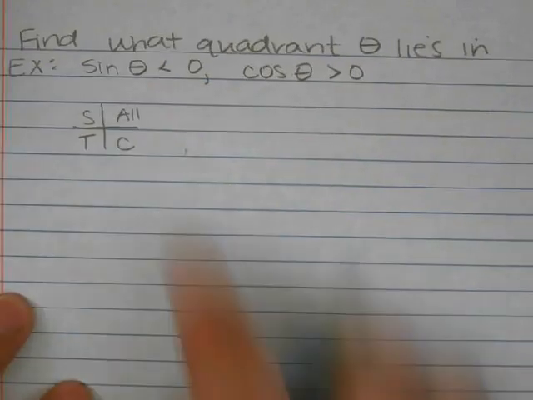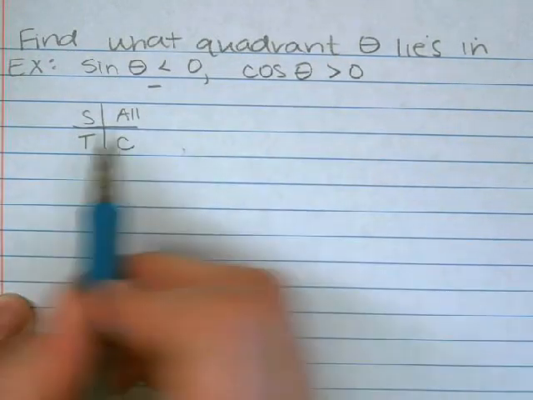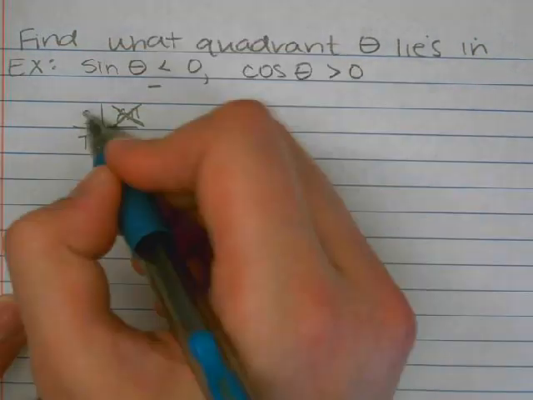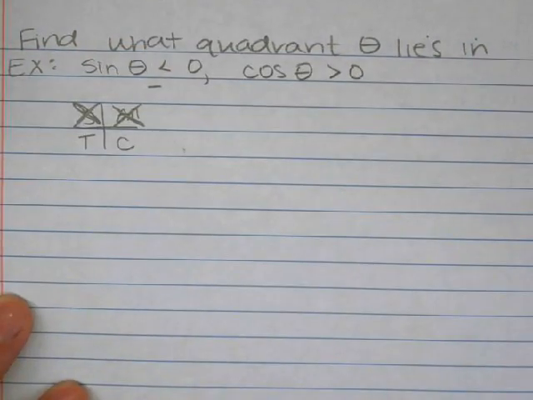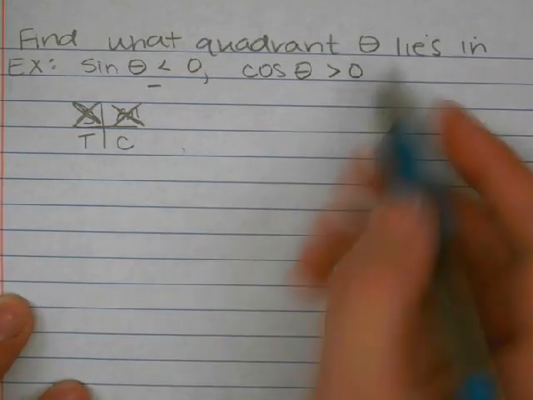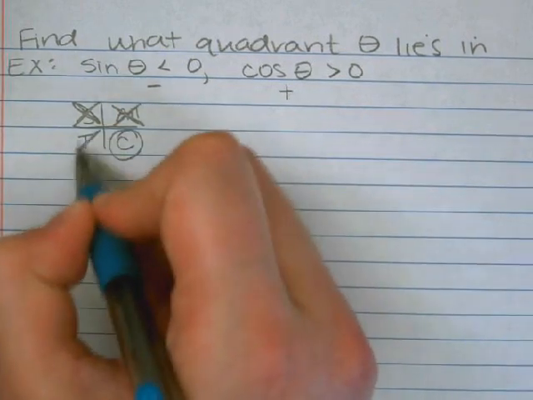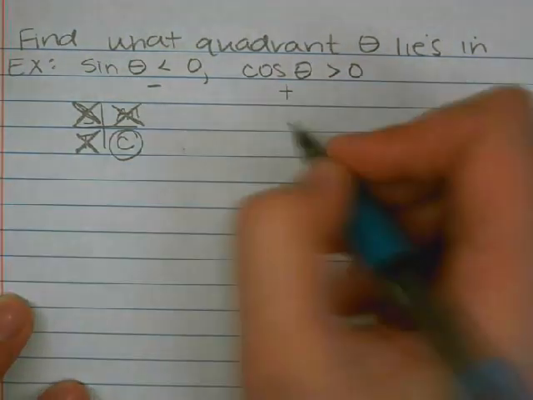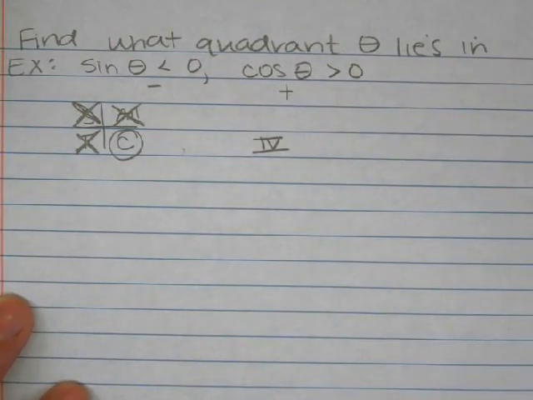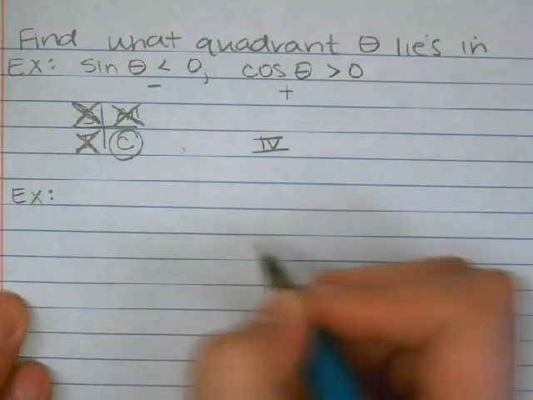All right, so if sine is less than 0, that means this is negative. Sine is positive in the first quadrant, so it can't be that. Sine is positive in the second quadrant, so it can't be that quadrant. Our next clue tells us that cos has to be greater than 0. That means cos is positive. Cos is positive in quadrant 4. It is not positive in quadrant 3. So using those two clues, our answer must be in quadrant 4. Okay, let's try another example.